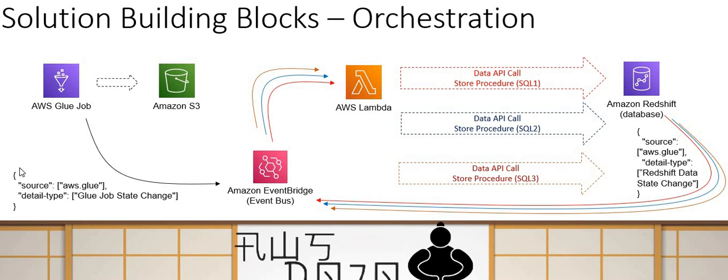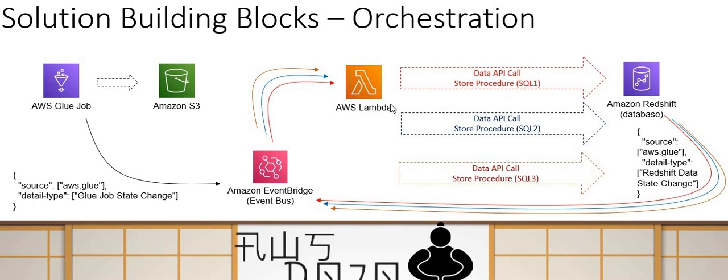It is initialized by some external event. In this case, I'm taking the example of a Glue job which has started this whole process. And then your Lambda function is triggered. It will call the first statement, then will come to know that the first statement is finished. Then it will call the second statement, then it will come to know the second statement is finished. Then it will call the third statement, and it will come to know about the status of the third statement. And that's how the Lambda function is going to orchestrate.